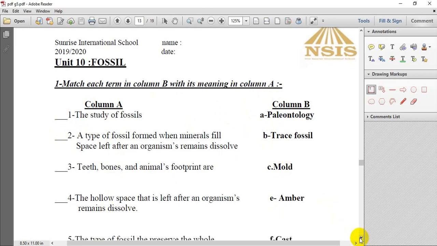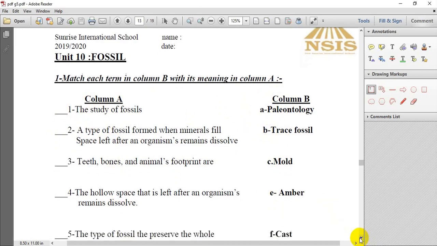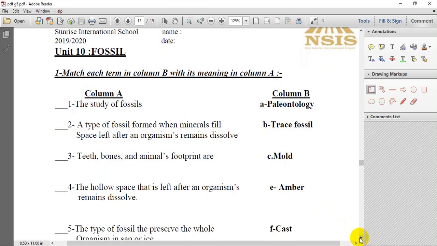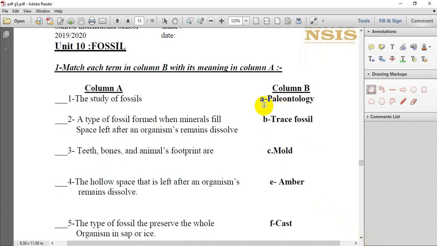In question 1, the study of fossils. The study of fossils, or the science of fossils, we call it, yes, paleontology. Paleontology. So, first question, letter A.